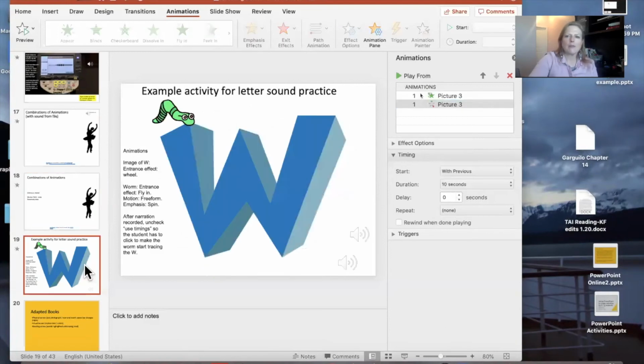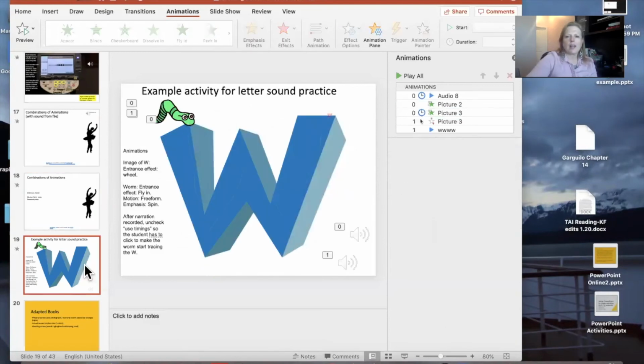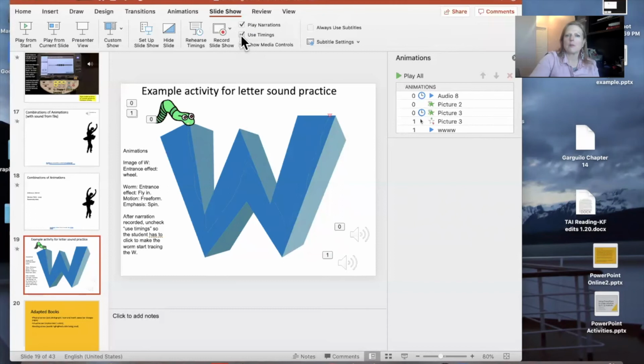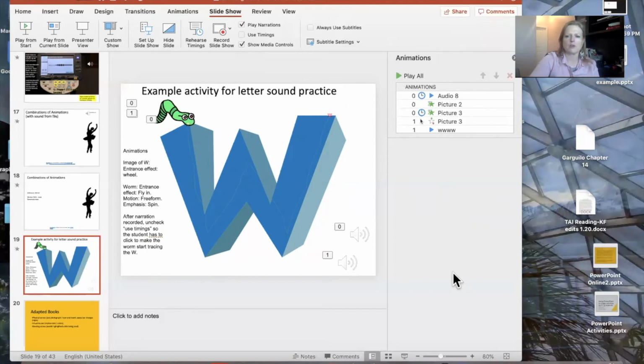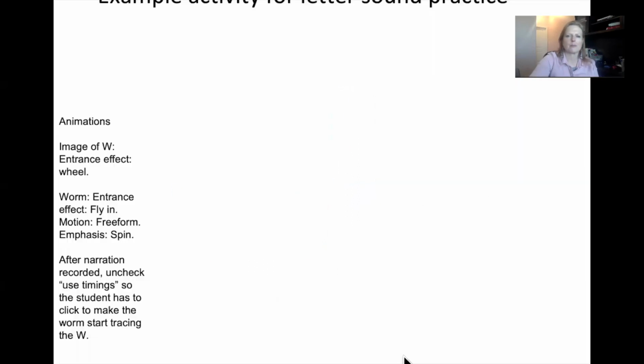Here's an example of that where I've used fly-in, some entrance features, and some different animation, and then a custom motion path. With this one, you will see that I have unchecked the timings, hopefully. For this one, I'm going to turn off use timings because I want the child to have to click the space bar in this one, and you'll see that in the activity.